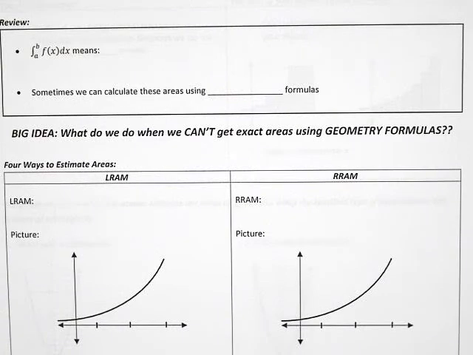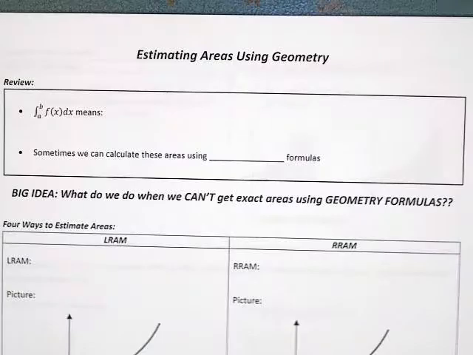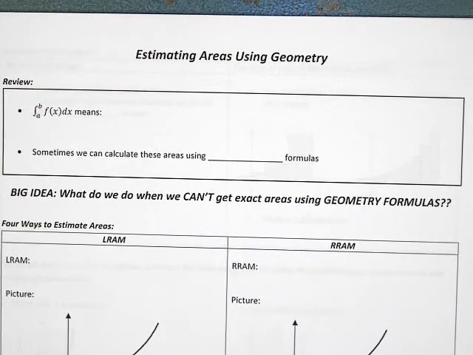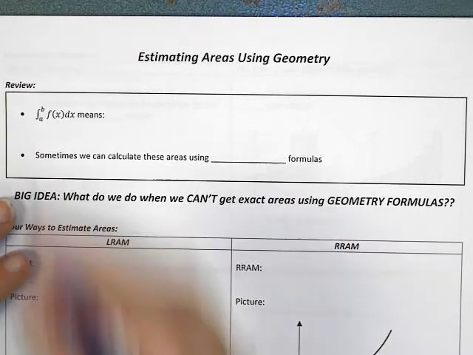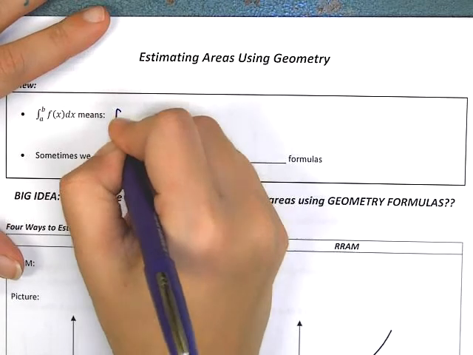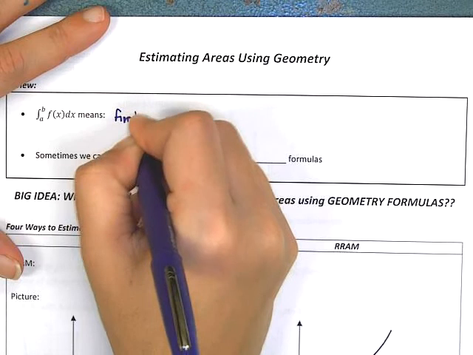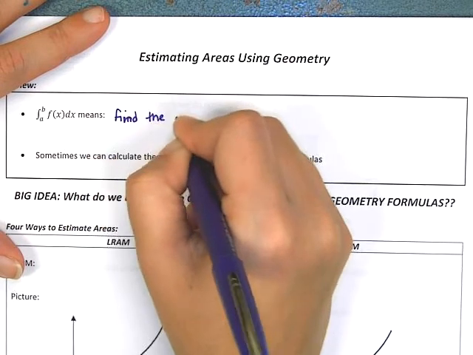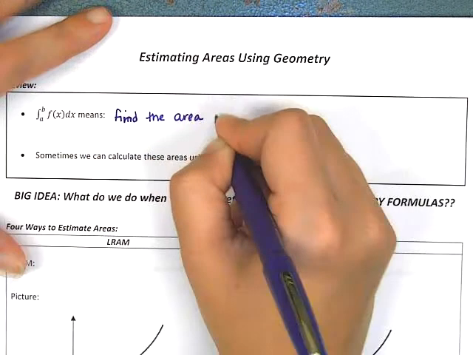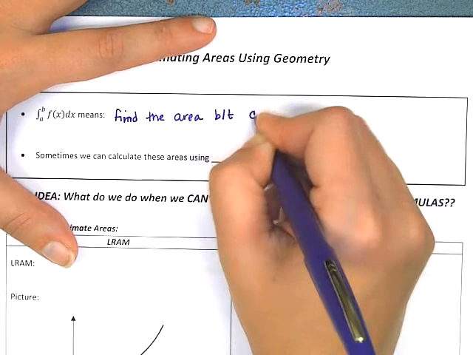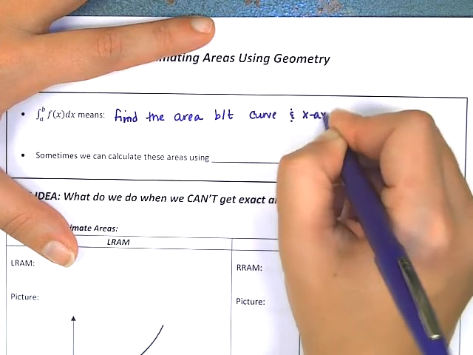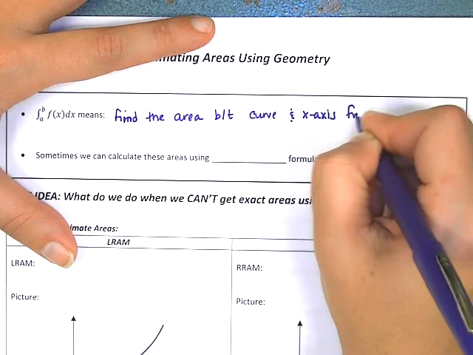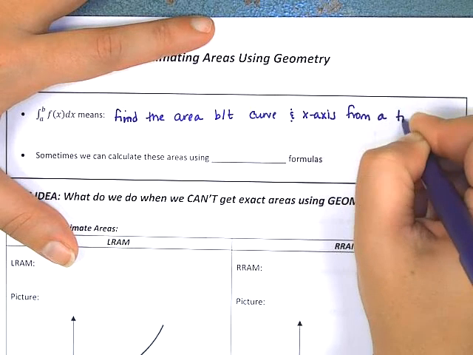All right, today is a big day. Today we are going to start learning about what to do when we can't just use geometry to get areas. So, as a review, the integral from A to B means find the area between the curve and the x-axis from A to B.